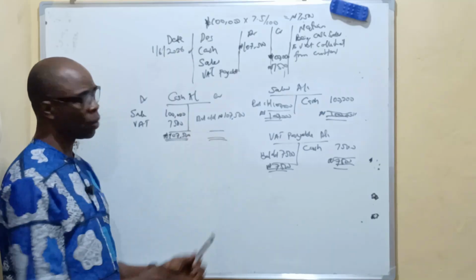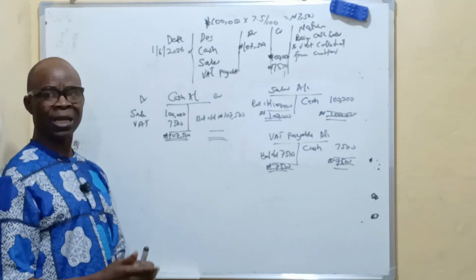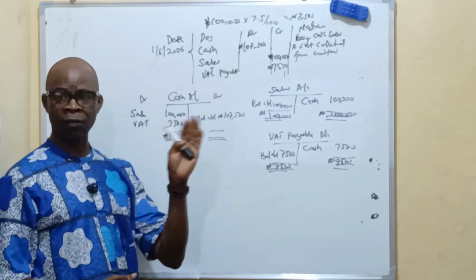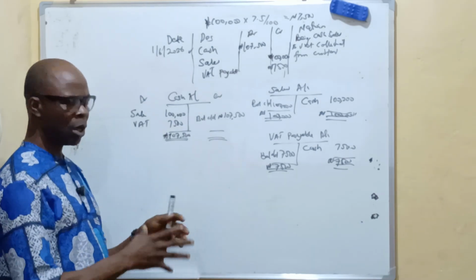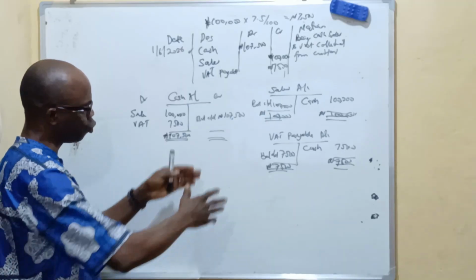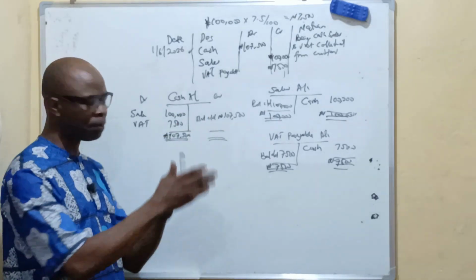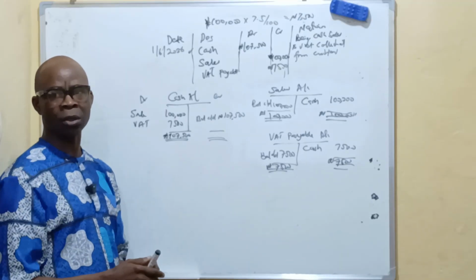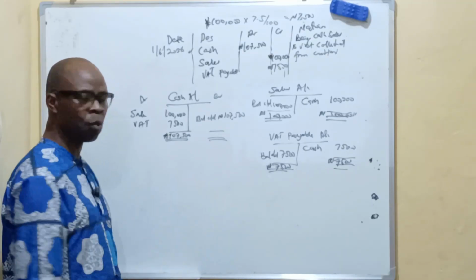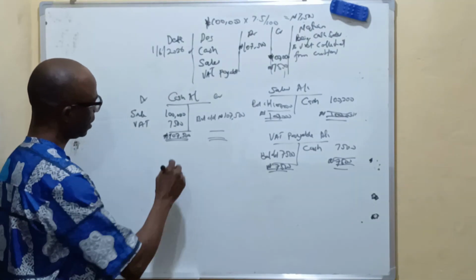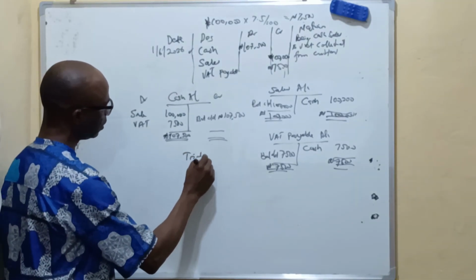But the next step we want to enter now is preparing a trial balance. I showed us in one of our earlier videos the meaning of trial balance. It helps you to check your mathematical accuracy of the debit and the credit side of your account. So let's do that and see whether we'll have a perfect balance. Now let's take the trial balance here.